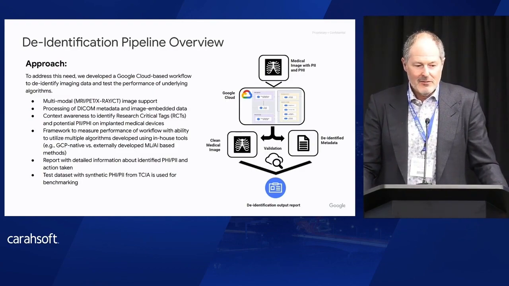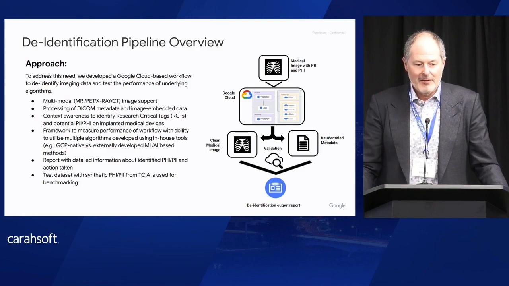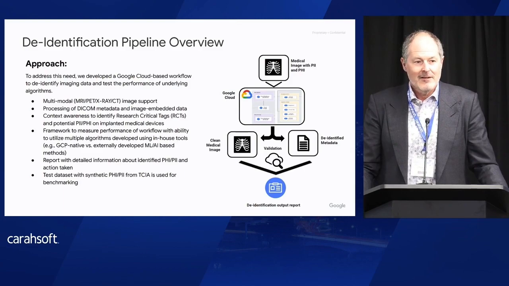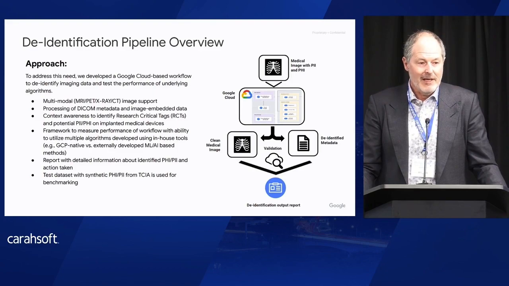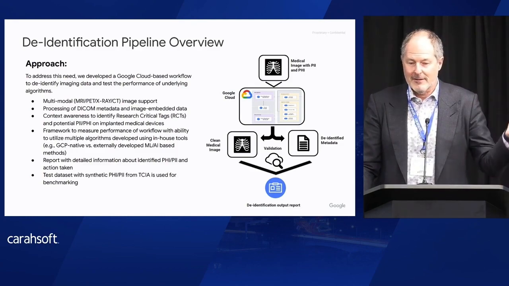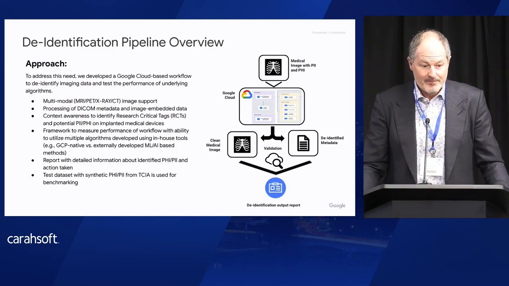A couple things to mention. In that myriad of DICOM fields, you will find what's called research critical tags. Those are pieces of information that are important for the scientists if they want to use the images for research purposes. It could be information about the device that was used for imaging purposes. It could be about the patient, about the findings, and so forth on the image.